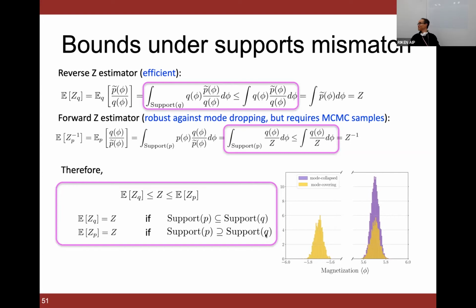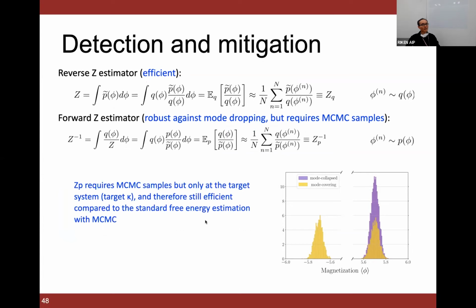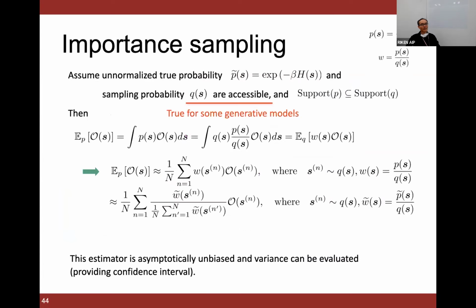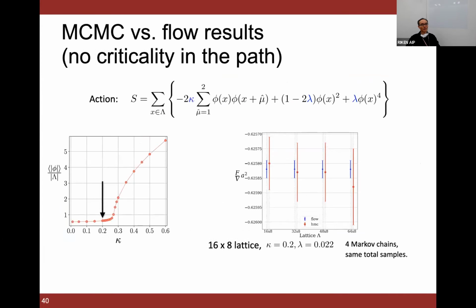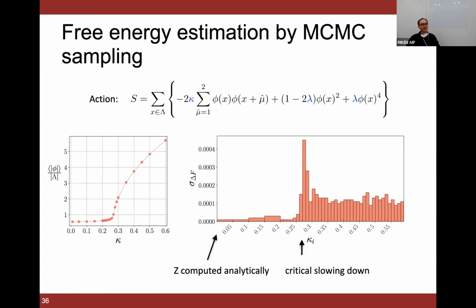That's my second question. How about the efficiency of the estimation? Being robust often means less efficient. Okay. Here we need MCMC samples, and as I explained here, it's faster than the standard way of estimating the free energy. With standard MCMC sampling, we need to perform the whole numerical integration up to, let's say, here. On the other hand, for the forward Z estimator ZP, we only do MCMC sampling here. So in this particular setting, it's 10 times faster than the standard method. I see.